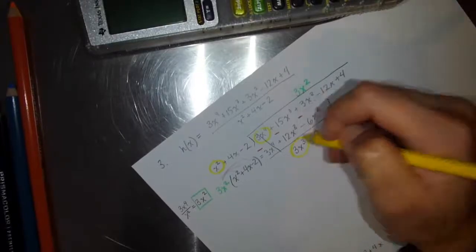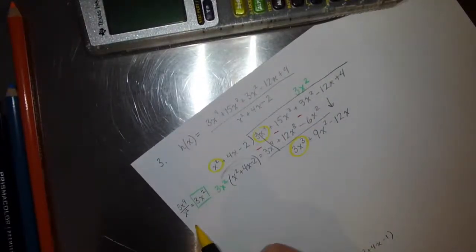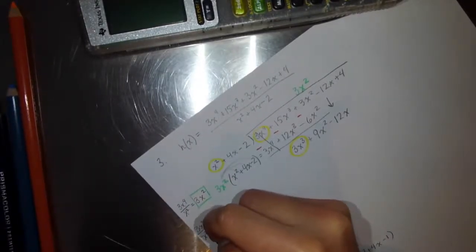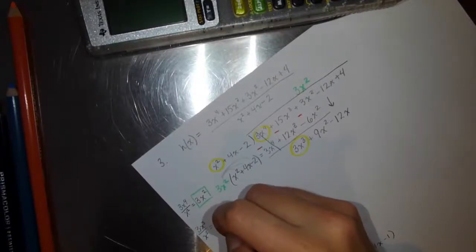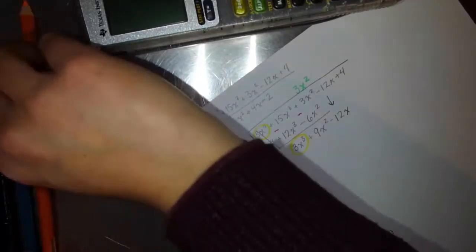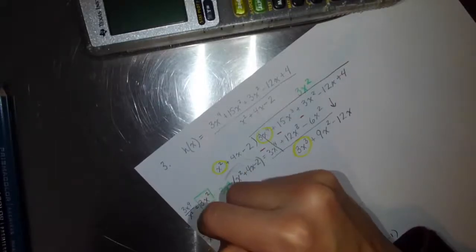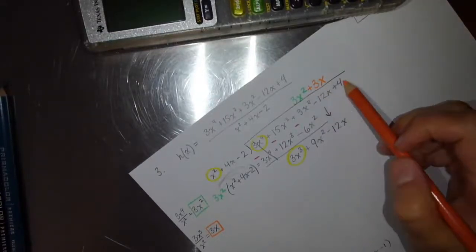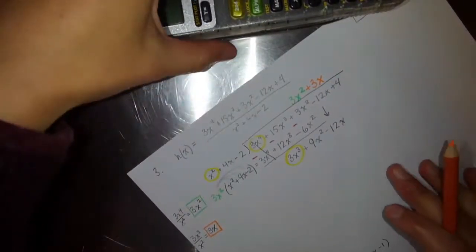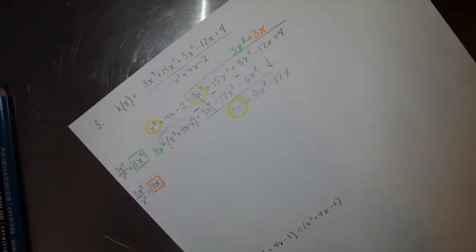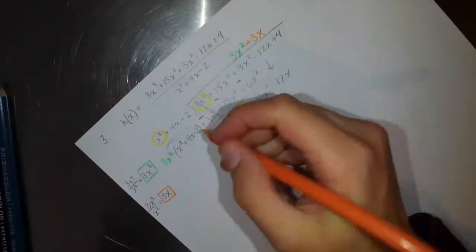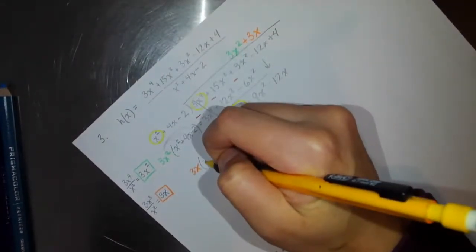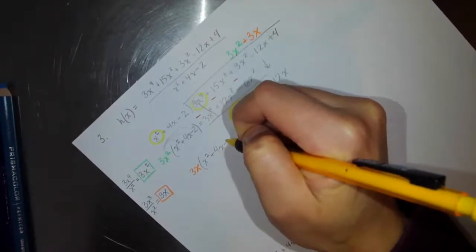So now I have 3x to the 3rd, and off to the side here, I'm going to do 3x to the 3rd divided by x squared, and that will leave us with 3x. Okay, so 3x is our next number, plus 3x. Don't forget, we need our plus and minuses when we rewrite it up here. Okay, and now I'm going to do 3x times what's out here. So 3x times x squared plus 4x minus 2.